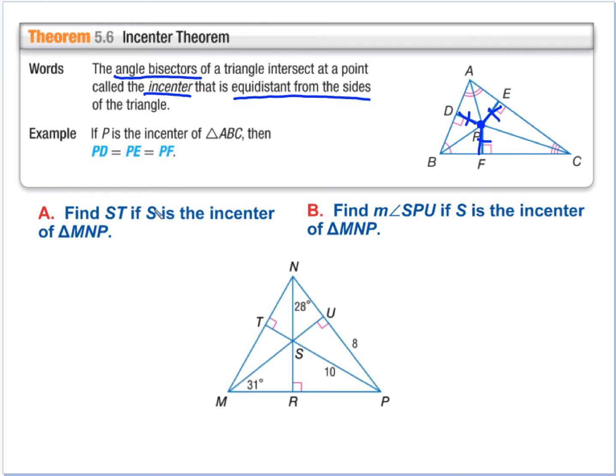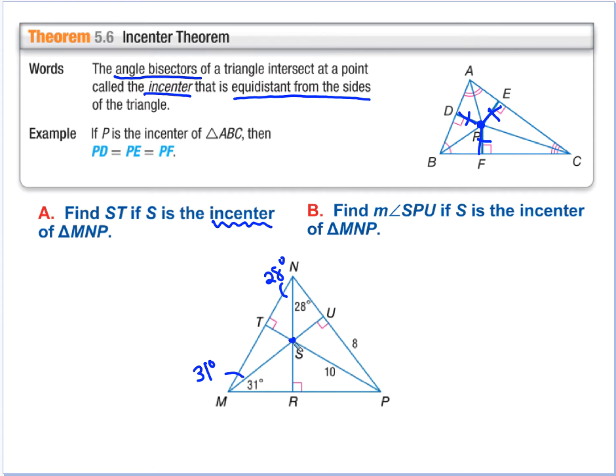All right, so if we want to find ST right here, if S is the incenter of triangle MNP, okay, so we know an incenter, that's going to be your angle bisectors. So one thing I would immediately start labeling is if I know S is the incenter, then I know that all three of these lines bisect those particular vertices. So I'm going to go ahead and just label the angles with the measurements that I know they are. And I want to find length ST right here. Okay, so this is the length I'm looking for.